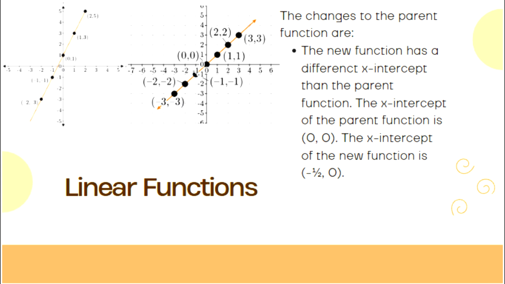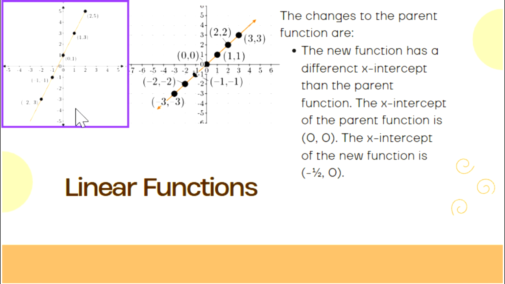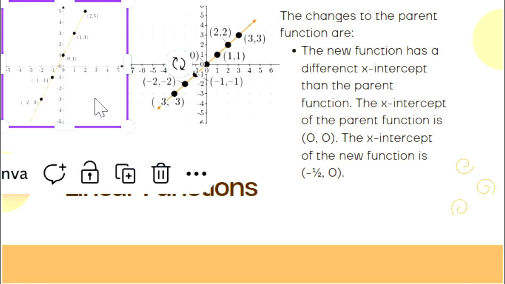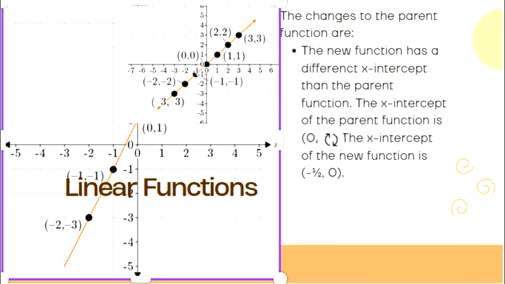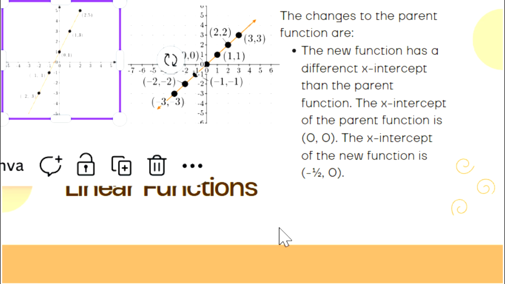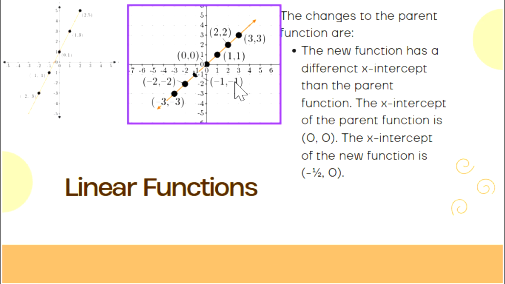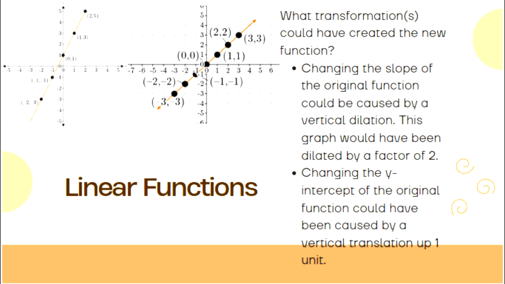Okay. The new function has a different x-intercept. So on the parent function, it intercepts x at 0. Here it intercepts x at, let's blow it up because I have old lady eyes, looks like about -1/2, okay. The x-intercept of the parent function is (0, 0). The x-intercept of the new function is (-1/2, 0). I was right for once. Oh my gosh, I have to revel anytime that I'm smart.